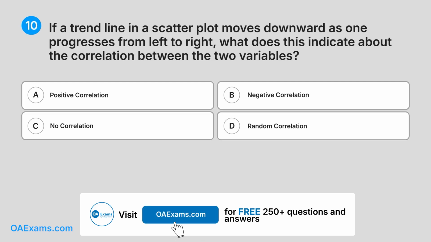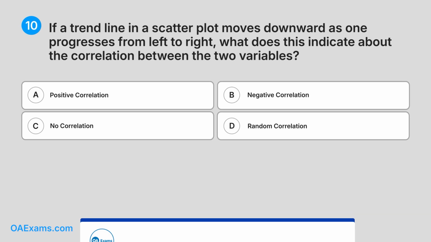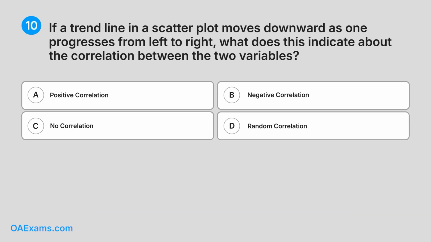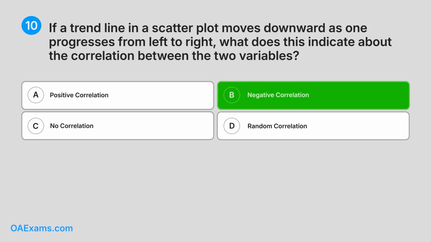10. If a trend line in a scatter plot moves downward as one progresses from left to right, what does this indicate about the correlation between the two variables? A. Positive correlation. B. Negative correlation. C. No correlation. D. Random correlation. What do you think is the answer? Correct answer: B. Negative correlation.